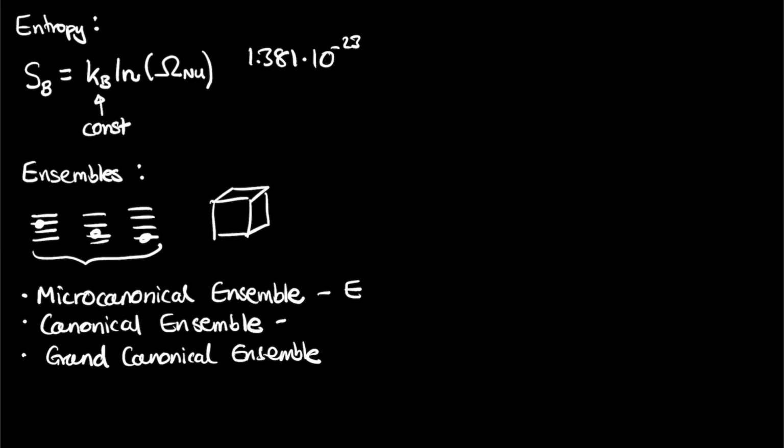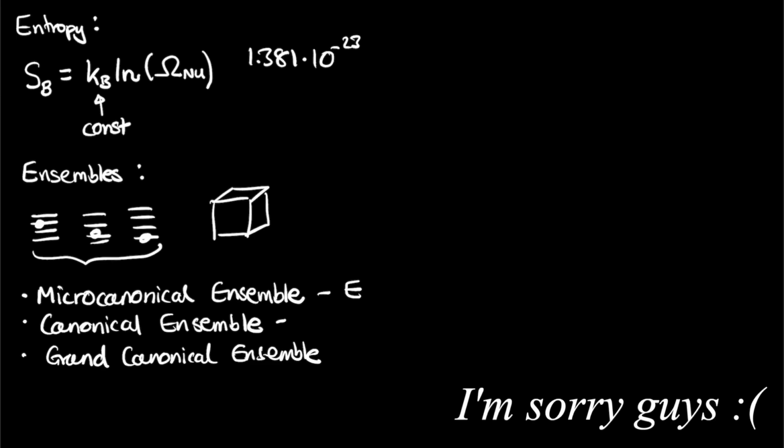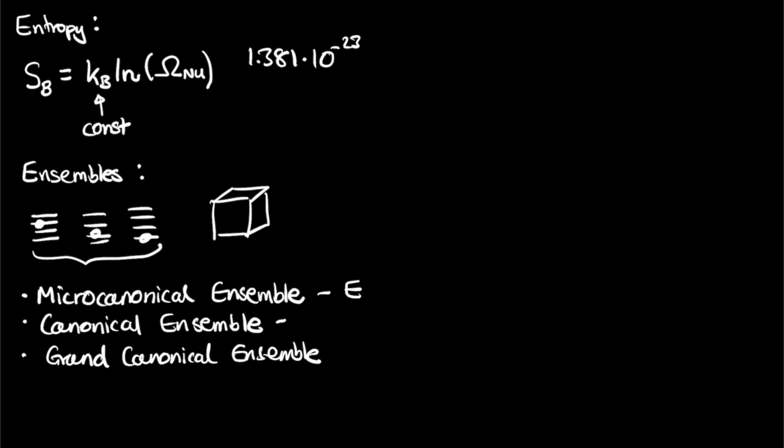So what are we going to do with this Boltzmann entropy that we've got right here? Well, we're actually going to make an approximation, and to do this approximation, we need to make another definition. This definition is what's called a macrostate.